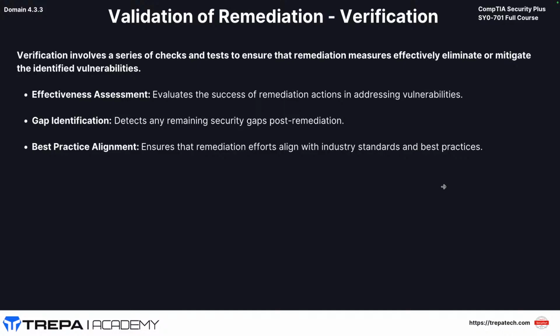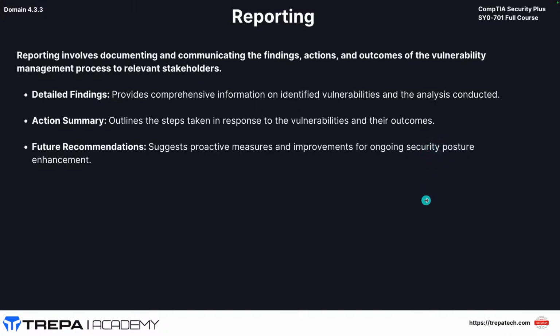Verification. So verification involves a series of checks and tests to ensure that remediation measures effectively eliminate or mitigate the identified vulnerabilities. And then, of course, reporting. So reporting involves documenting and communicating the findings, actions, and outcomes of the vulnerability management process to relevant stakeholders. So this is, hey, we found a vulnerability. Here's the steps we're doing or that we have done. And now we have to inform the stakeholders. So in an organization, stakeholders is really anyone that has a vested interest in that company succeeding. But really what we care about is our bosses, right? Making sure that the people that write our paychecks are happy and that they're well informed.